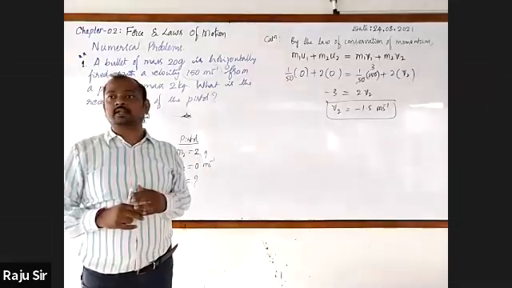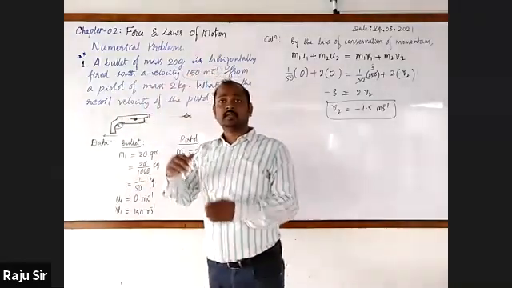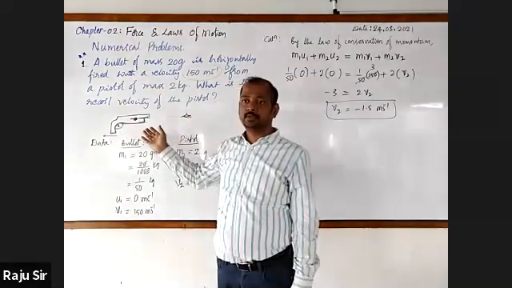What does the minus sign indicate? It is moving in the opposite direction, opposite direction of the bullet. That is the backward movement of the pistol.